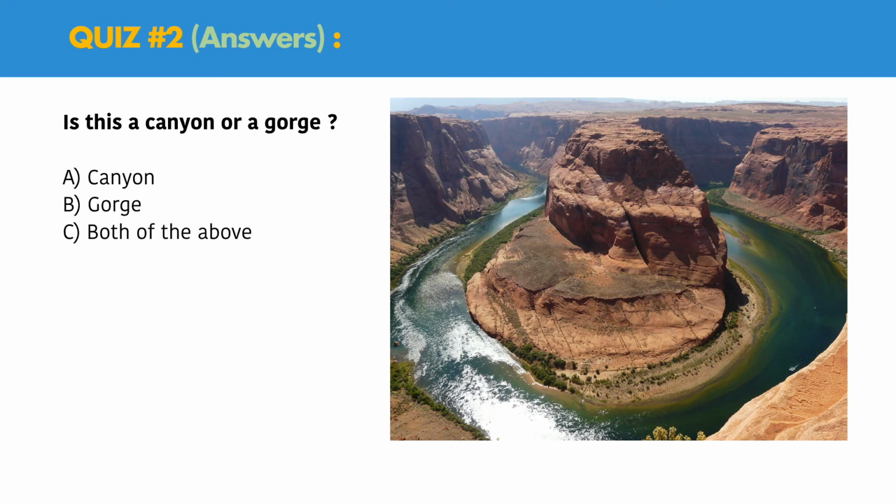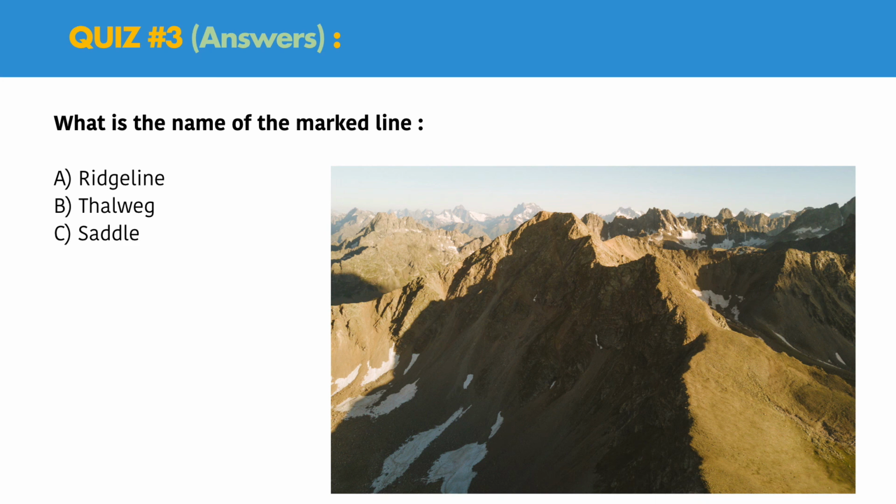In quiz number 2, is this a canyon or a gorge? The correct answer is B, because it's just a deep and narrow valley. And like we've seen before, if you don't feel the breath difficulties, it's probably a gorge. So it's not answer A, a canyon, or C, both of the above, it's a gorge. This was a very easy quiz.